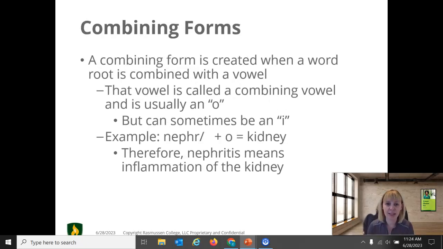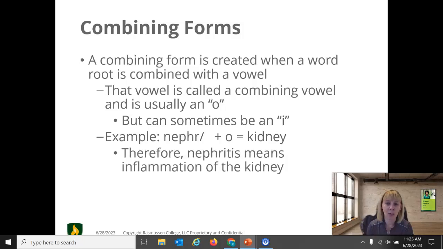The next topic that we're talking about is combining forms. Now, a combining form is when a word root is combined with a vowel. The combining vowel has no meaning on its own, but does enable two or more words or word elements to be connected, and it does so to make it easier to pronounce the word. A combining form is a basic foundation to which other words or word elements are added to build a complete medical term. Typically, we're going to use the combining vowel of an O, but sometimes depending on the condition or the word root, it could be an I.